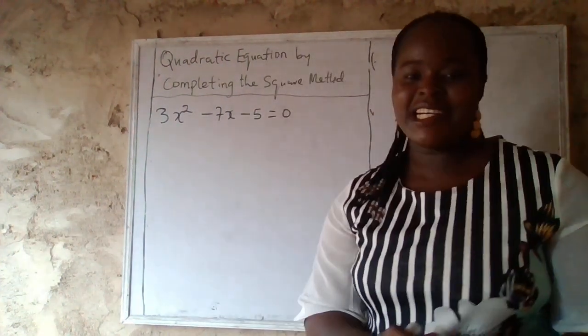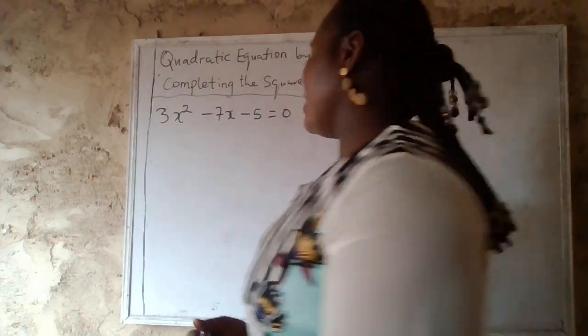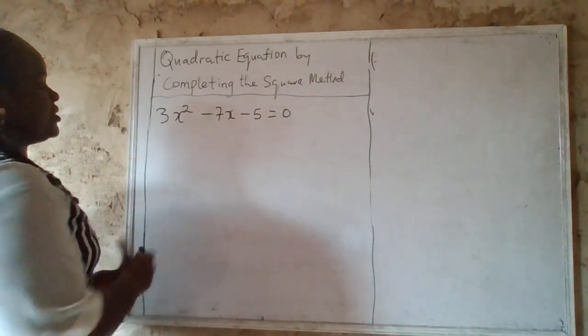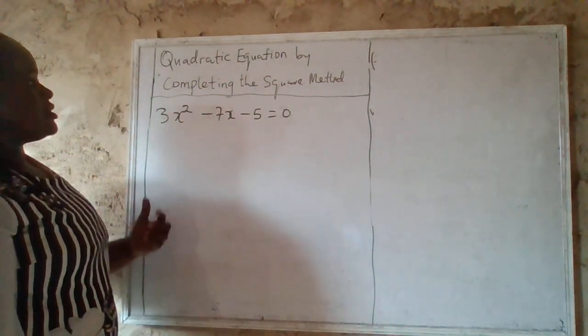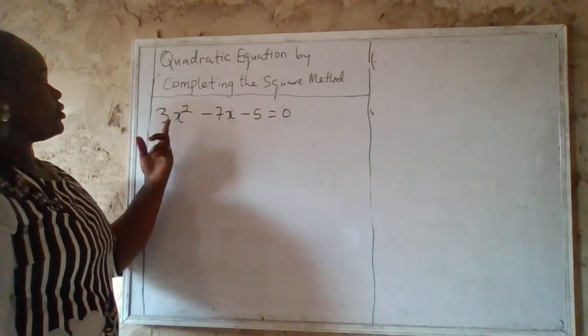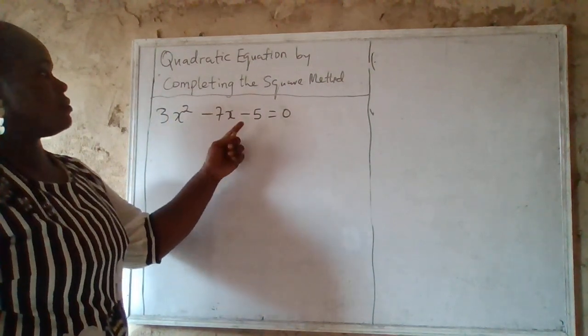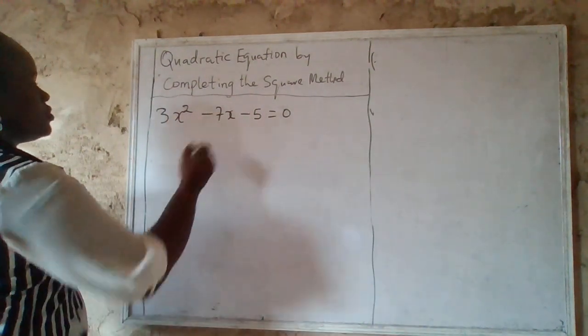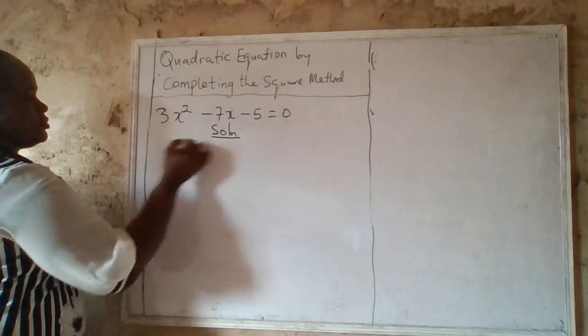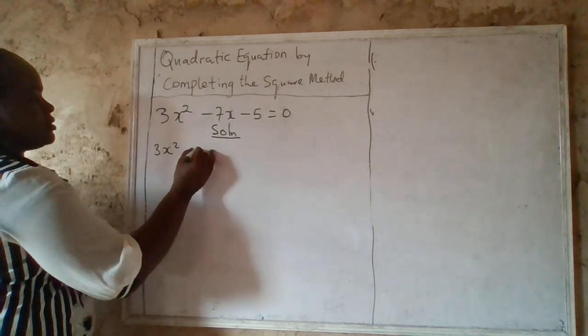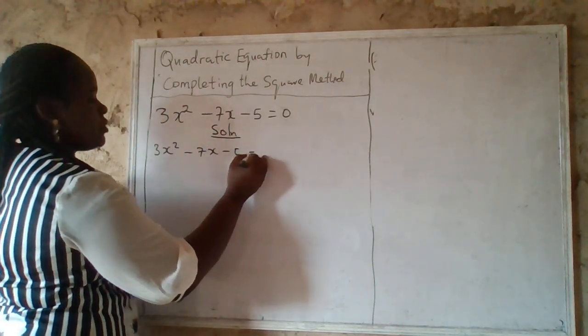Hello, welcome back. So we'll be continuing with this equation on the board. We are going to use the completing the square method to solve 3x squared minus 7x minus 5 equals 0. So, solution: 3x squared minus 7x minus 5 equals 0.